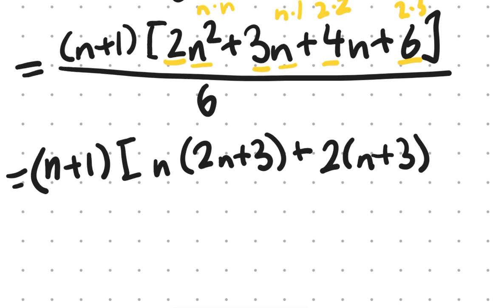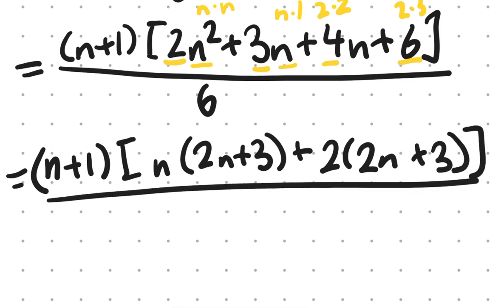Yeah, I hope this is correct. I think I made a mistake. 2 times 2n is 4n, and 3 times 2 is 6. Okay, so this is correct now.